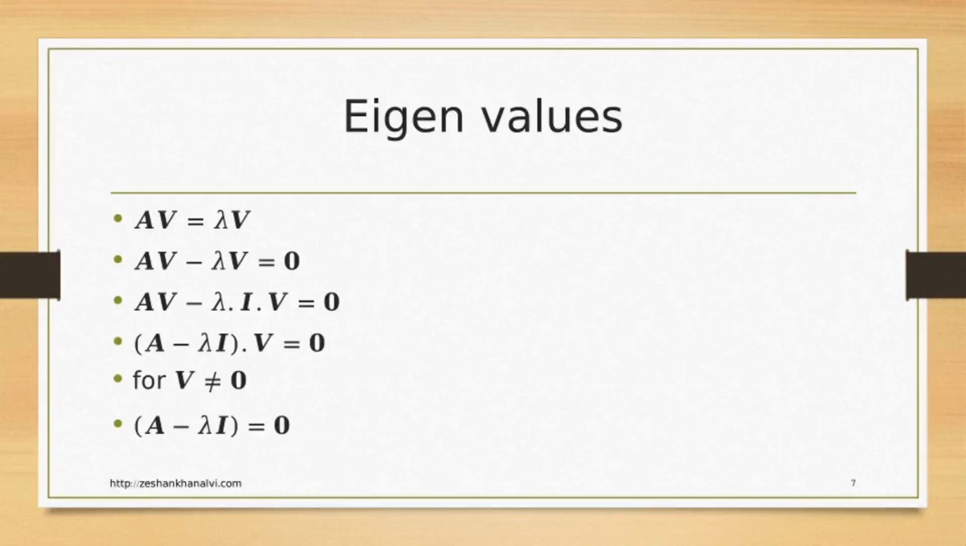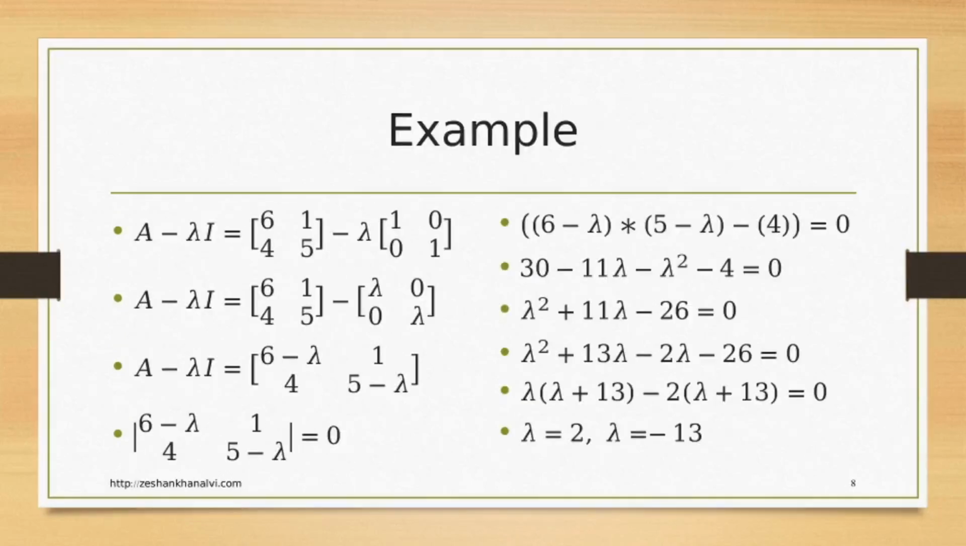We move lambda v to the left hand side of the equation and then multiply by an identity, and then after taking v as common, as we know v is a vector and that vector is non-zero. If the vector is non-zero, then the determinant of A minus lambda I is equal to 0. That arithmetic expression can compute the value of lambda, because we have just two matrices and a scalar. The scalar is lambda.